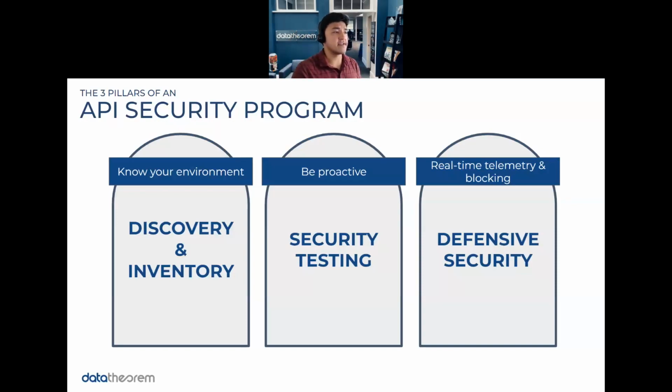Next is being proactive, being able to attack your environment the same way a malicious actor would, so you know that you're protected from it as well, and making sure you're taking a bunch of different approaches to attacking your environment. And then lastly is defensive security, being able to see all this real-time telemetry about where attacks are coming from, what types of attacks, the successful attacks, and making sure you can create a security strategy around this, because this is going to be customized to how your APIs are reacting out there in the wild.